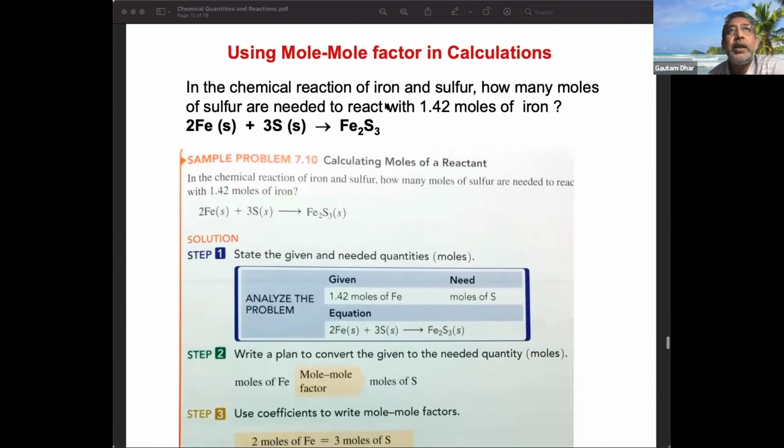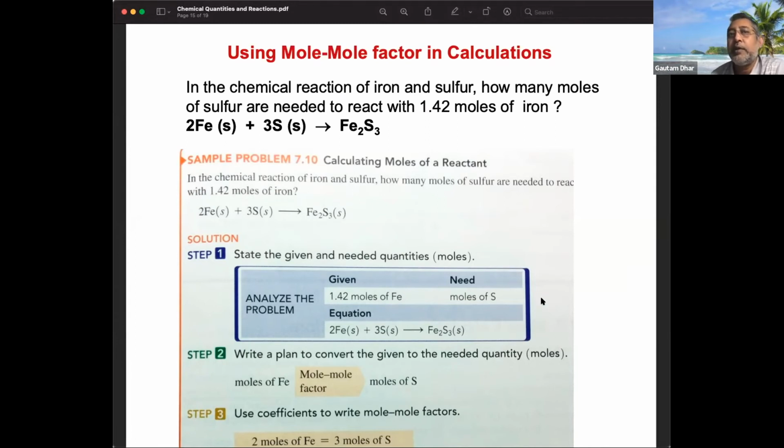In the chemical reaction of iron and sulfur, how many moles of sulfur are needed to react with 1.42 moles of iron? So this is the given quantity. See, here in this table, we have this given quantity: 1.42 moles of iron. And what is asked? How many moles of sulfur are reacting? So moles of sulfur is what I need to find out. That means my moles of iron must cancel out and moles of sulfur remains.